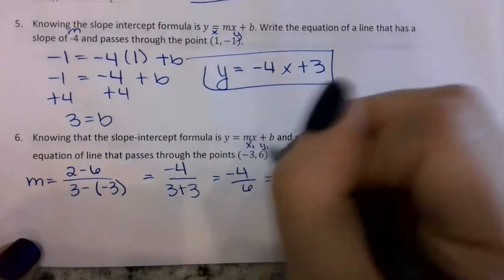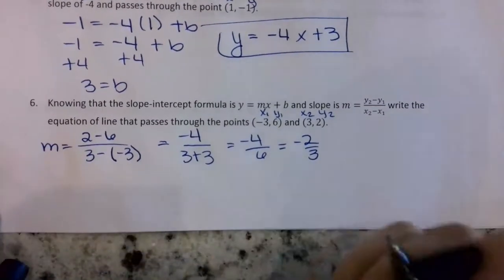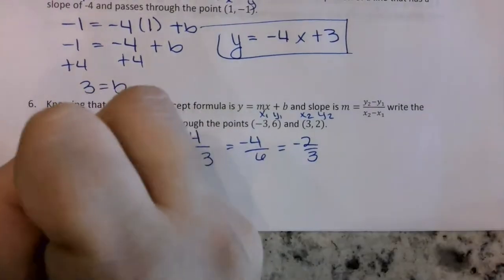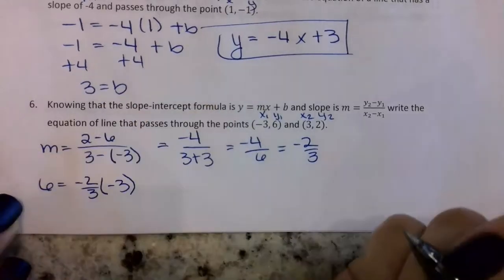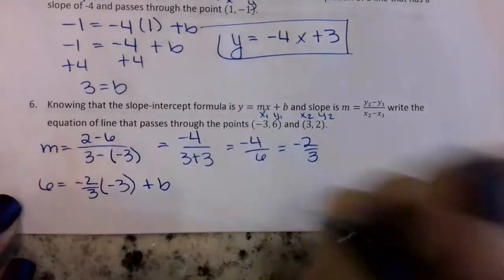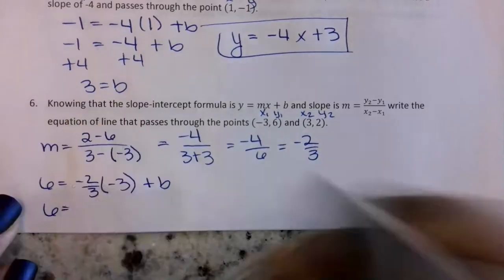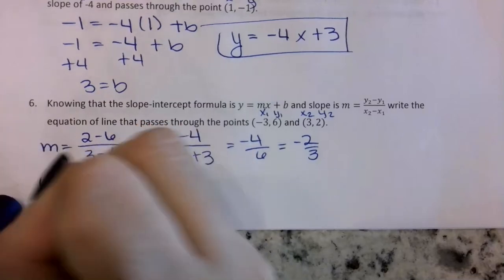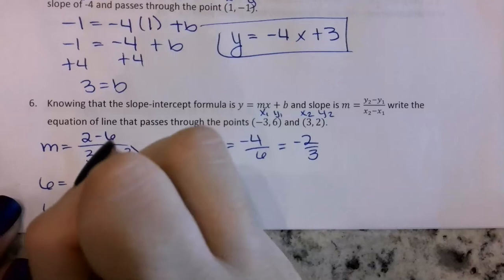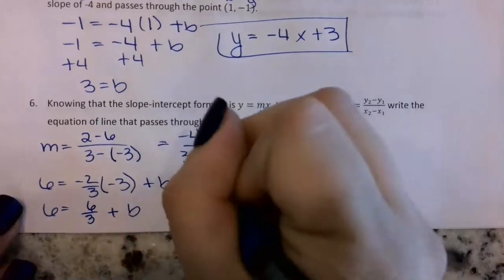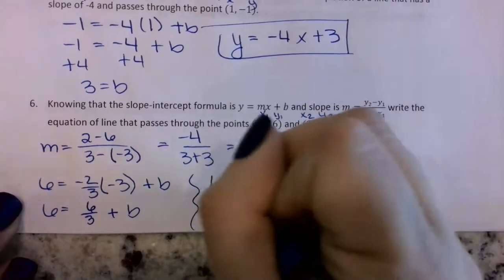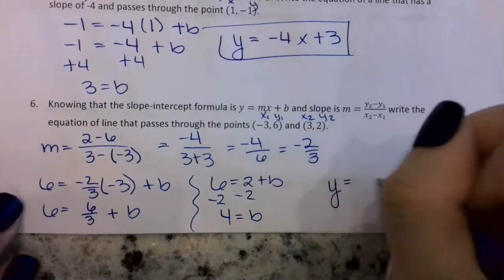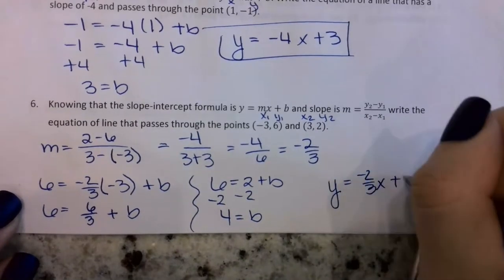Then I can pick any of these points and plug in for y and x. I'm going to pick my first set. So I have 6 equals negative 2/3 times negative 3 plus b. Then I have 6 equals negative 2 times negative 3 is positive 6 over 3. 6 divided by 3 is 2. Subtract 2 on both sides. I got 4 equals b. So my answer here is going to be y equals negative 2/3 x plus 4.